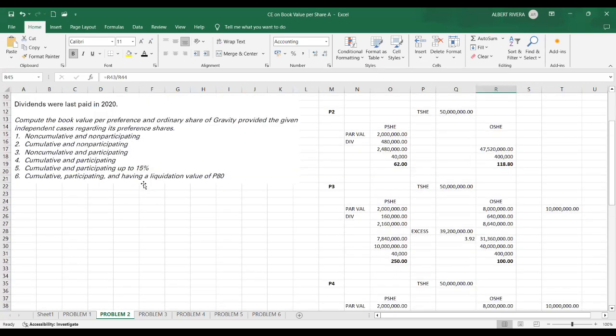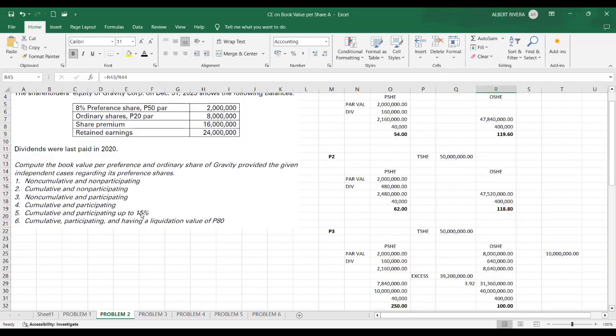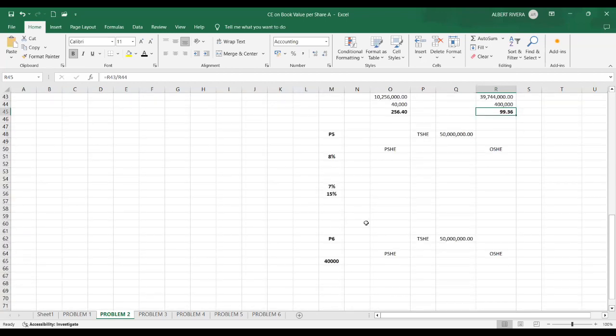While for item 5, these are cumulative and participating up to 15%. Okay. So participating up to 15%. Meron bang liquidation value? Wala. So provide the par value, which is 2 million. Will we provide dividend? Answer is yes. Since this is cumulative, so this will be times 3. So that is 2 million times the dividend rate of 8% times 3 years. So this is 480.